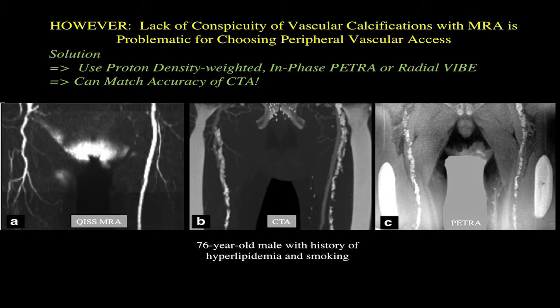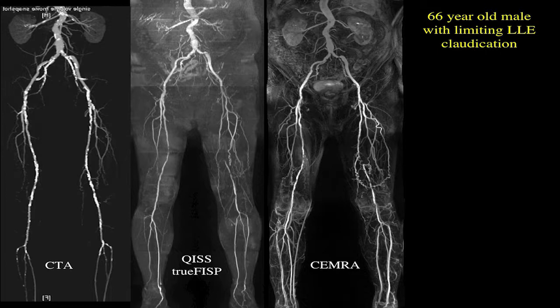So this is a KISS MRA showing extensive vascular disease. This is a CTA showing extensive calcification. You wouldn't really want to try to do a percutaneous procedure there. And this is a PETRA ultra-short echo proton density weighted scan with flipped contrast, and you can see perfectly well, as with the CTA, the calcifications. So we're basically using this technique equivalently to CT to see calcifications.